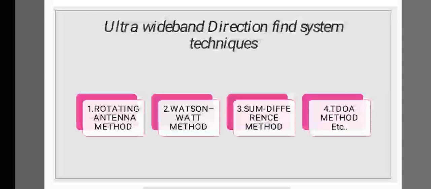Here, a few of the techniques that technical workers thoroughly use are the rotating antenna method, Watson-Watt method, sum difference method, and TDOA method. Based on the individuality of each method, we can see different types of working capability of each other.